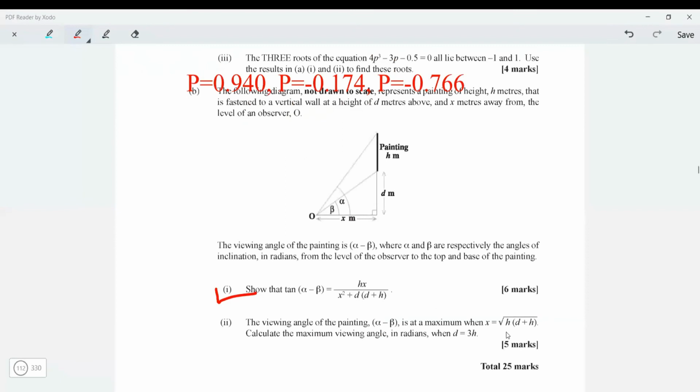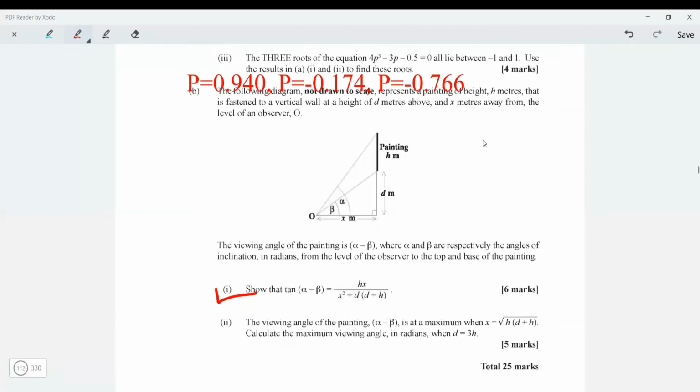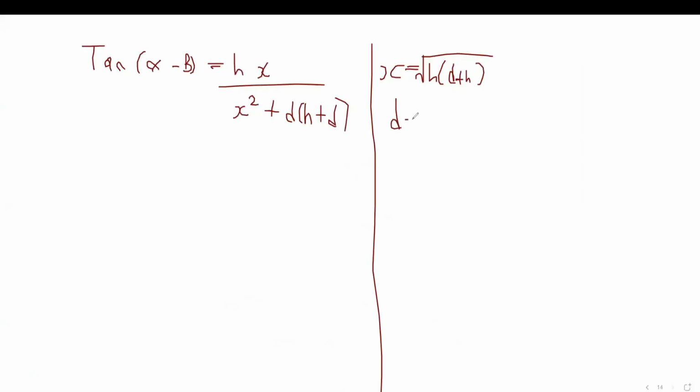No, they tell us x, sorry, is the square root of h plus d times h. So that's when it's maximum, when x needs to be the square root of h times d plus h. All right, h times d plus h. And then right here, since this is x, we need now d is 3h. So we're going to plug in d as 3h. By plugging in d as 3h and x as this, we're going to just substitute it in this formula.